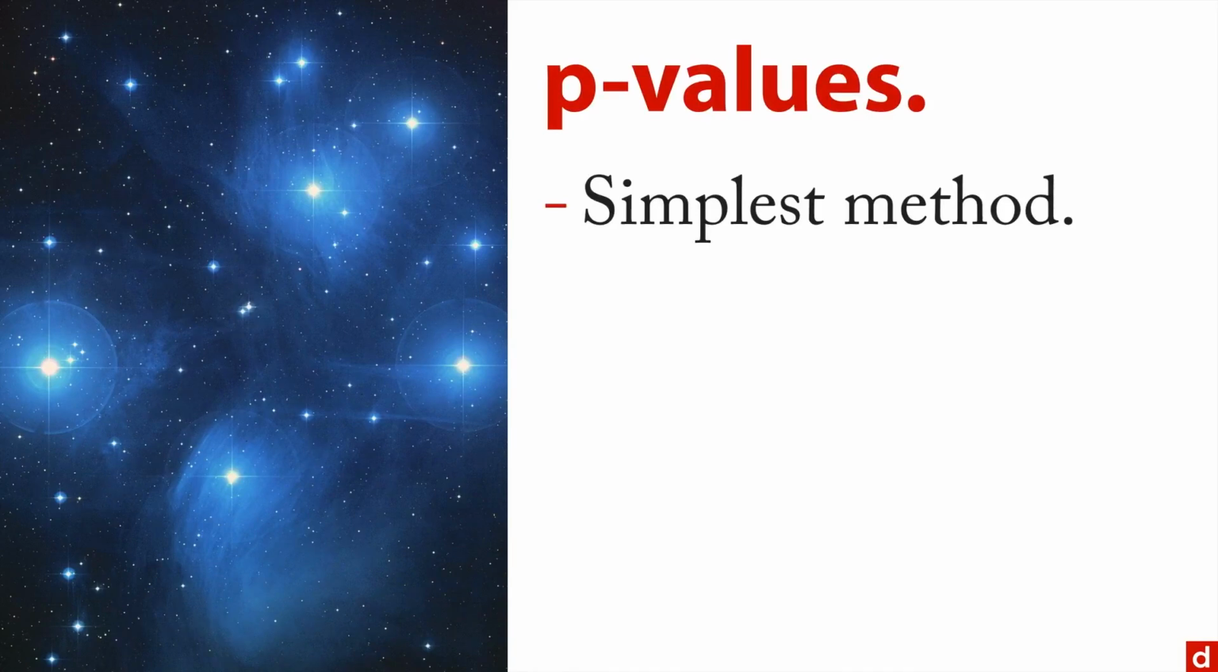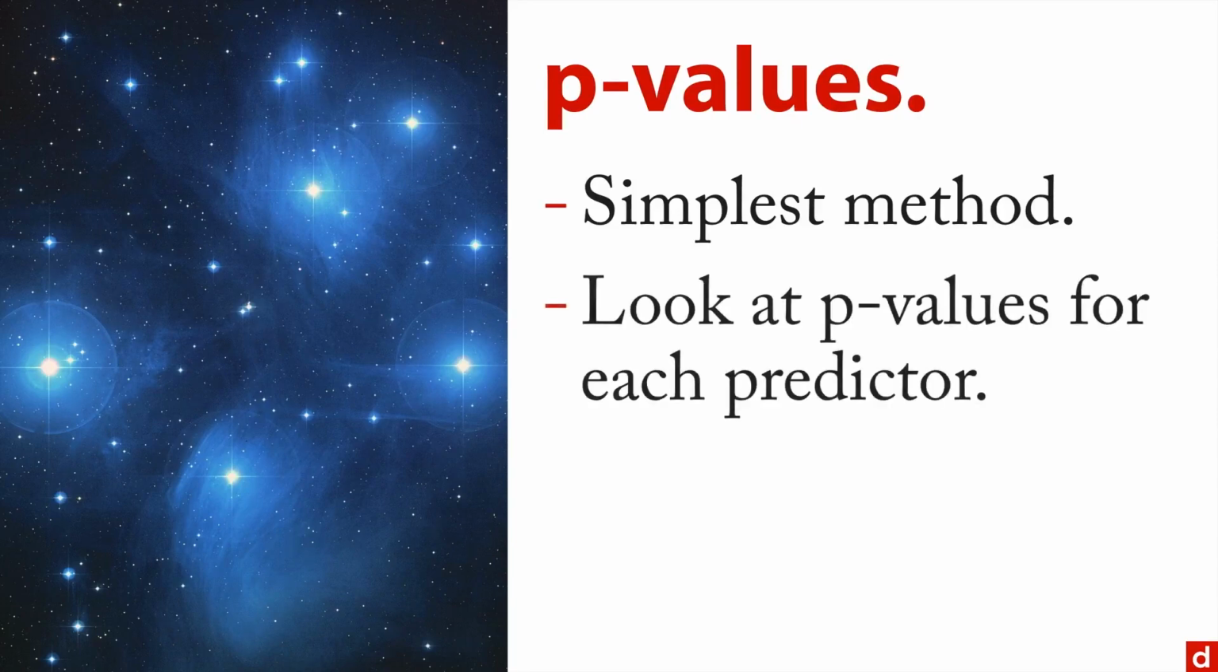First is p-values, or probability values. This is the simplest method because most statistical packages will calculate probability values for each predictor, and they'll put little asterisks next to it. And so what you're doing is looking at the p-values, the probabilities for each predictor, or more often the asterisks next to it, which sometimes gives it the name of star search. You're just cruising through a large output of data and looking for the stars or asterisks.